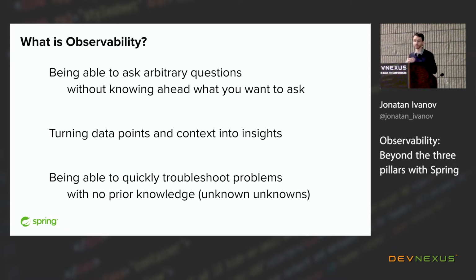For example, you need to be able to ask arbitrary questions if your system is observable, without knowing ahead what you want to ask later. And this is a very tall order. This means dealing with unknown unknowns. That's a hard problem to tackle. Also, it should turn data points and contexts into insights, and you should be able to quickly troubleshoot issues with no prior knowledge whatsoever about the system. And this is very hard to do, also about unknown unknowns.